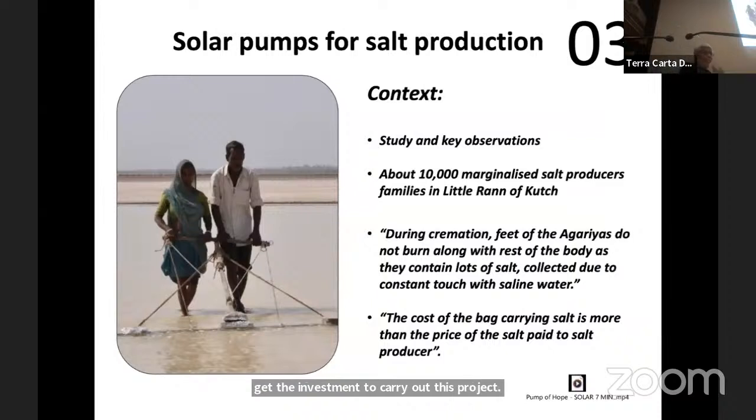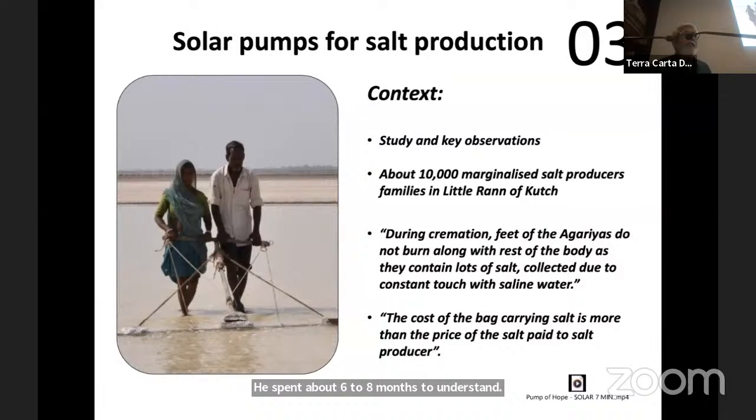I'm taking you to some other landscape. You know about Little Rann of Kutch, coastal area. Gujarat has 2 deserts, the large Kutch desert and Little Rann of Kutch. In 2005, post-earthquake, we were asked to look at the life and living of small salt producers in Little Rann of Kutch. We spent about 6 to 8 months to understand their conditions.